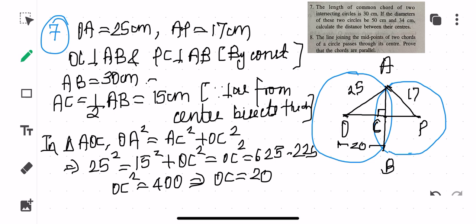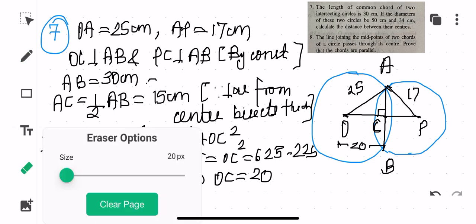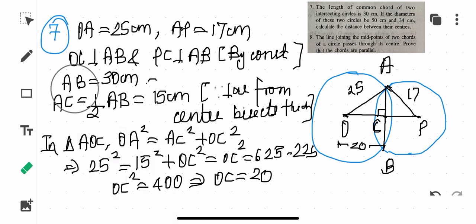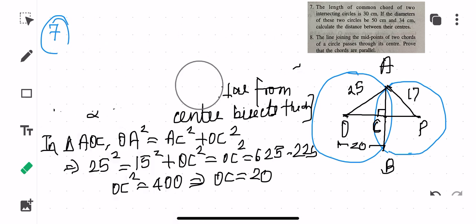Similarly, we will be applying Pythagoras theorem to the other triangle as well. Okay, so what you will be writing now?